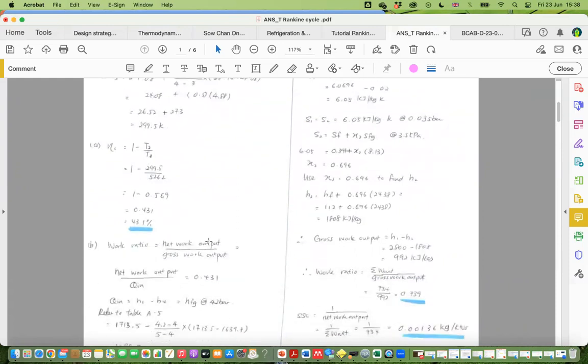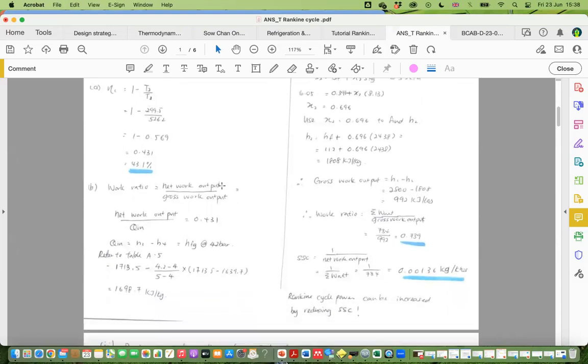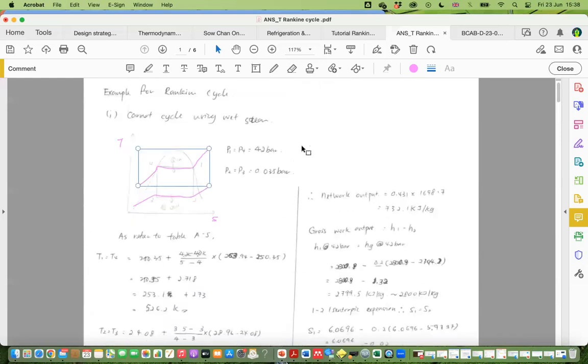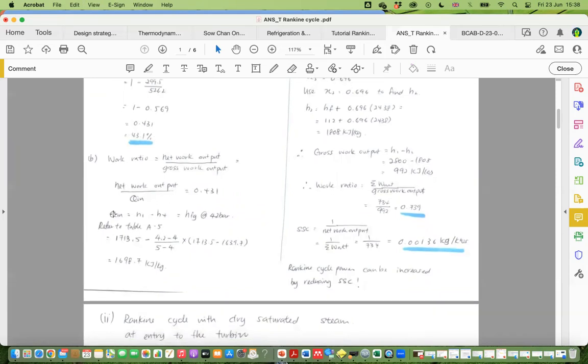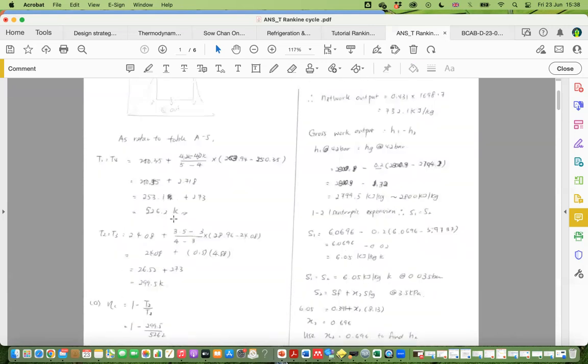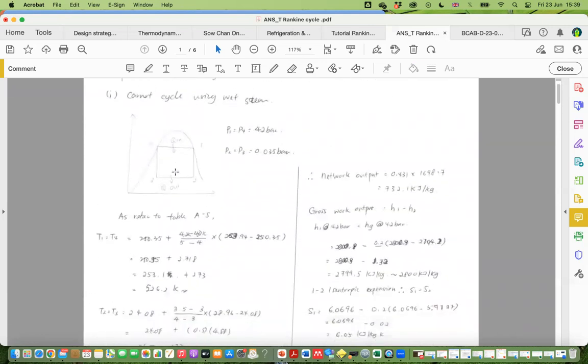And the work ratio is the net work output over the gross work output. So let's check out what the net work output is. Let me check. Let me delete this one. Okay, so the net work output over Q in equals the efficiency. Just now we found the efficiency, okay? And Q in equals H1 minus H4. So this is Q in, right?